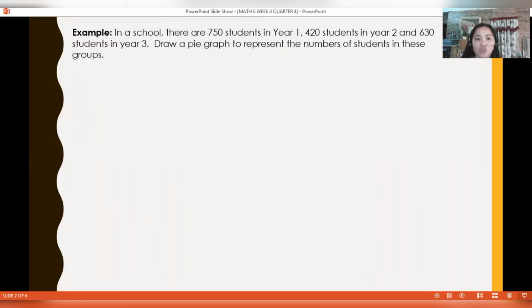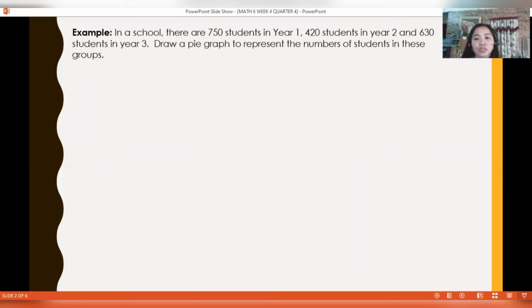So let's have a problem here. In a school, there are 750 students in year one, 420 students in year two, and 630 students in year three. Draw a pie graph to represent the numbers of students in this group. Itong example na ito, makikita din ninyo sa module ng Region 4A. So I will be discussing paano nakuha yung graph.